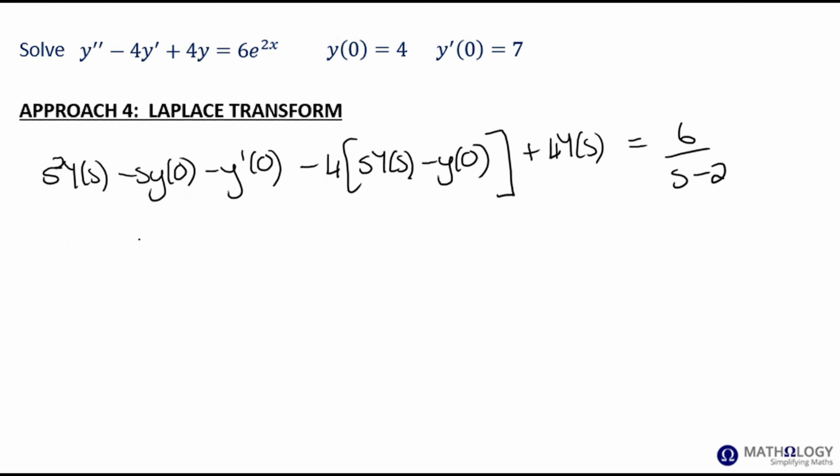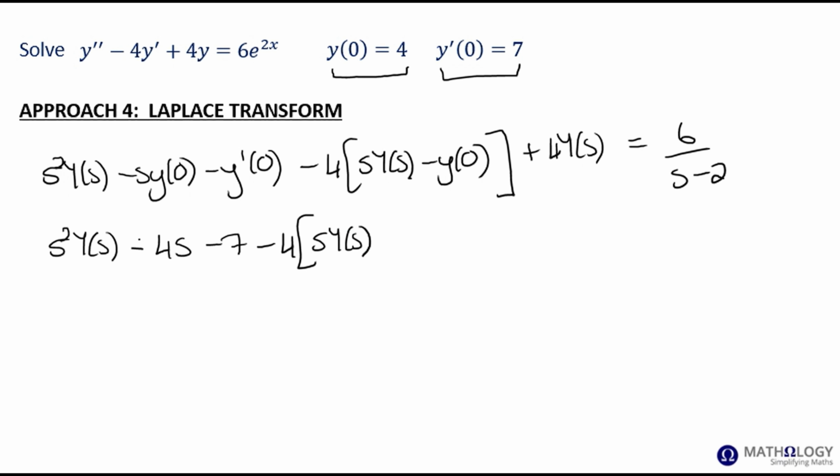Okay, so now we're going to use the initial conditions given here. So we'll have s squared Y of s minus s times y of 0, which is 4, so 4s, minus y prime of 0, which is 7, so minus 7, minus 4 times s Y of s minus y of 0, which is 4, plus 4 Y of s equals 6 over s minus 2.